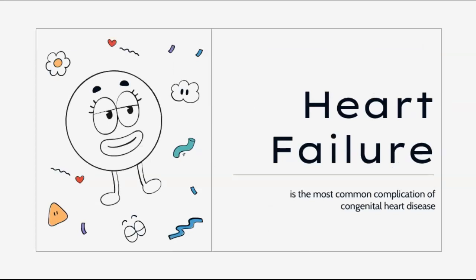Heart failure is the most common complication of congenital heart disease because of structural abnormalities. These abnormalities result in increased blood volume and pressure within the heart. The heart is unable to maintain adequate cardiac output. Decreased blood flow to the kidneys will stimulate sodium and water reabsorption, which leads to fluid overload, increased workload on the heart, and congestion in the pulmonary and systemic circulation.